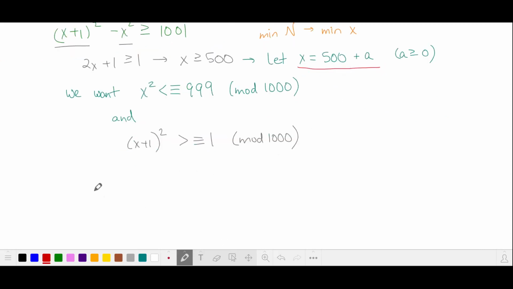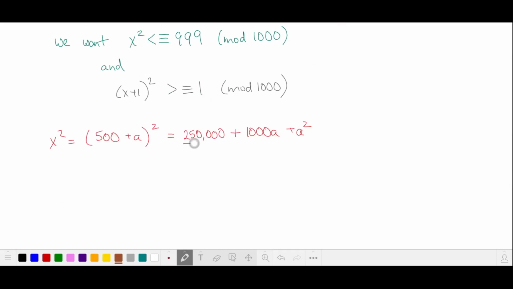Let's square this x in terms of a. This is a multiple of 1,000, and this is a multiple of 1,000. So this expression is equivalent to a squared in mod 1,000. Again, we're trying to pick two perfect squares on either side of a multiple of 1,000.